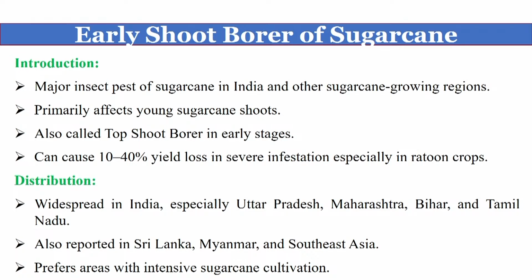So dear learners, you can see the yield loss is up to 40% at the time of severe infection, especially in the ratoon crop. It is distributed in India, especially Uttar Pradesh, Maharashtra, Bihar and Tamil Nadu, where the crop is more cultivated. It is also reported in other countries like Sri Lanka, Myanmar and Southeast Asia, and it prefers areas with intensive sugarcane cultivation.